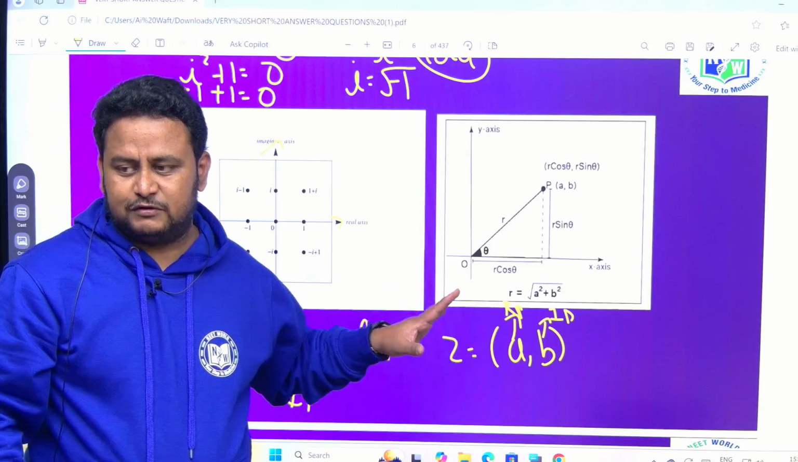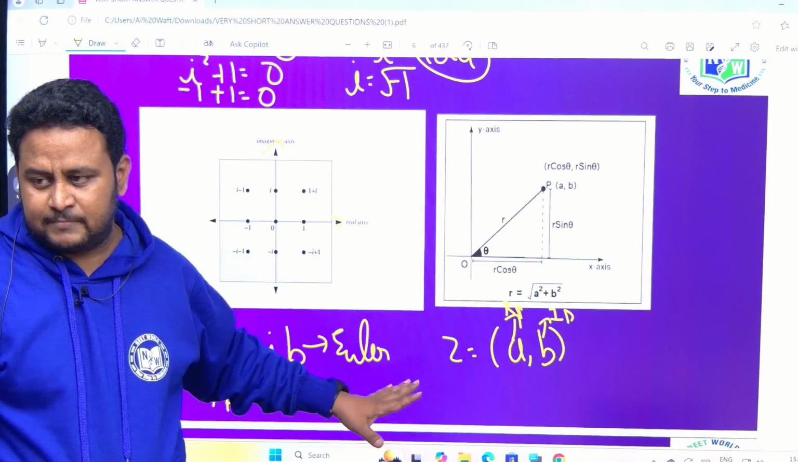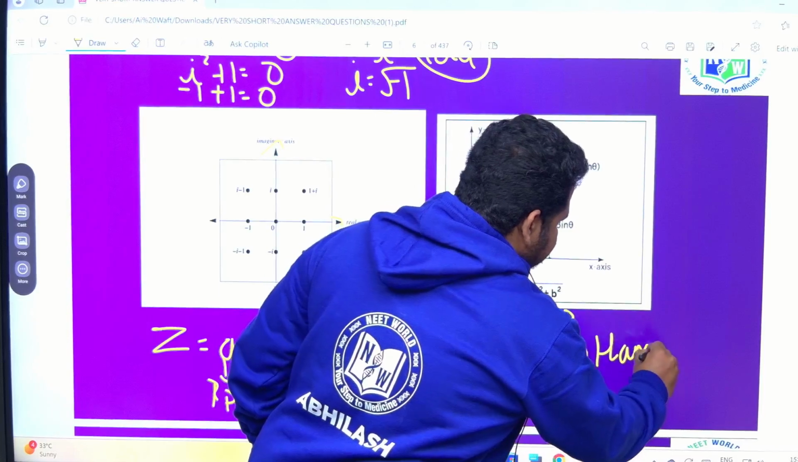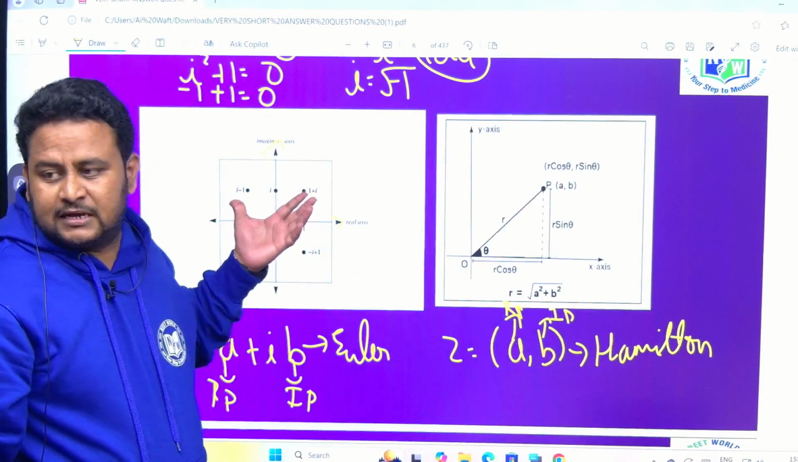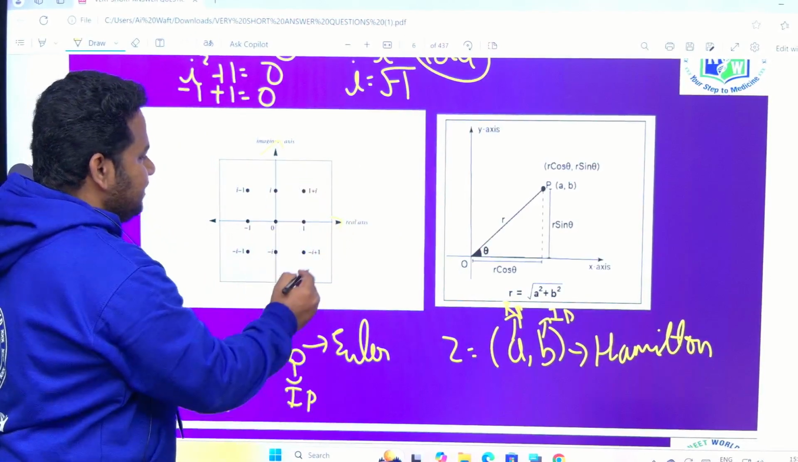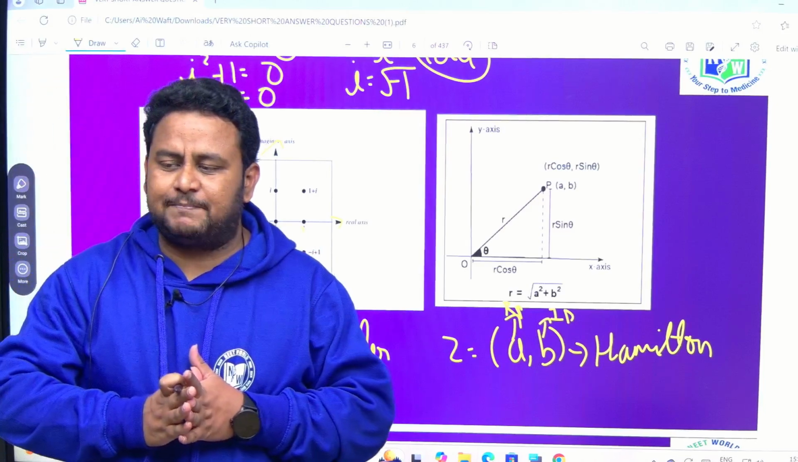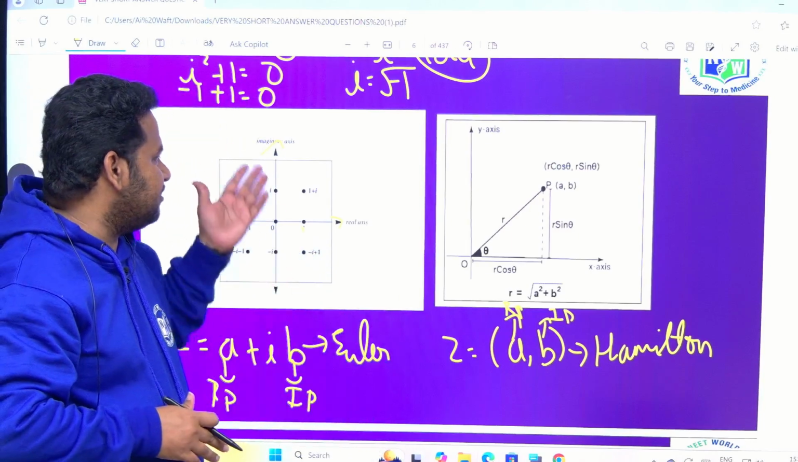Okay, don't get confused. You can convert it to either form and continue. Now, when I represent it in a Cartesian plane, where will the real part be written? The real part will be written on the x-axis and the imaginary part will be written on the y-axis.